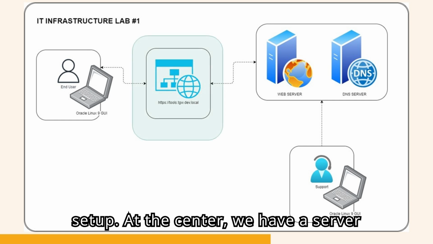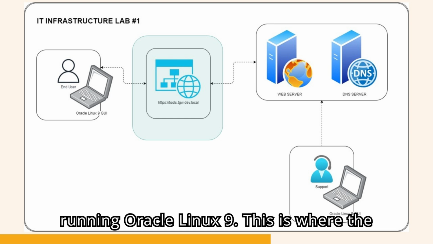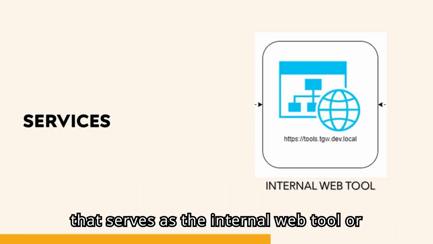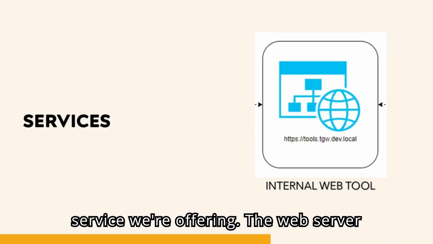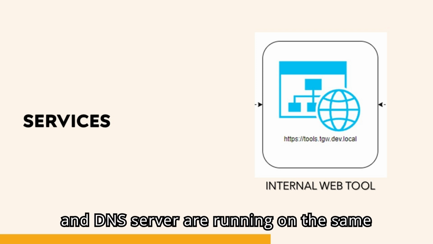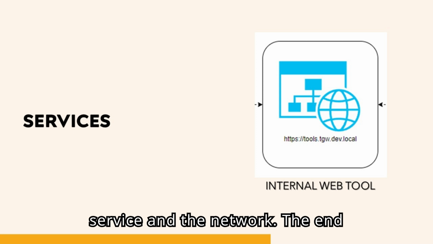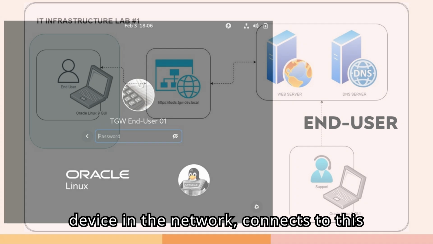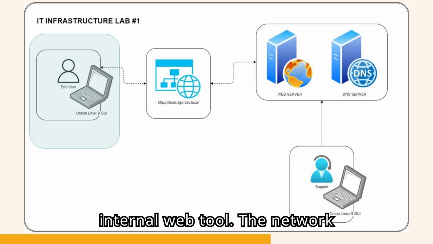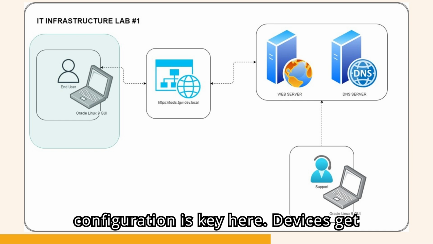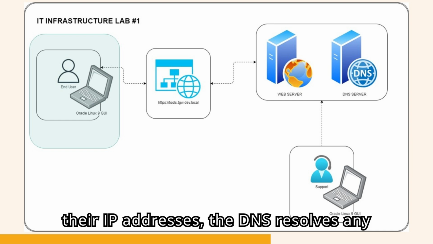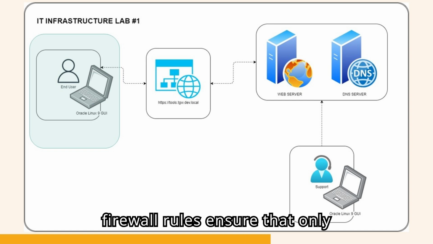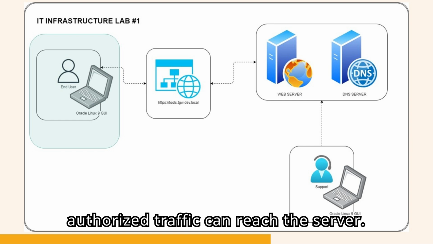At the center, we have the server running Oracle Linux 9. This is where the magic happens. It hosts a single web page that serves as the internal web tool or service we're offering. The web server and DNS server are running on the same machine, helping us manage both the service and the network. The end user, which could be a workstation or device in the network, connects to this internal web tool. The network configuration is key here. Devices get their IP addresses, the DNS resolves any domain names for communication, and firewall rules ensure that only authorized traffic can reach the server.